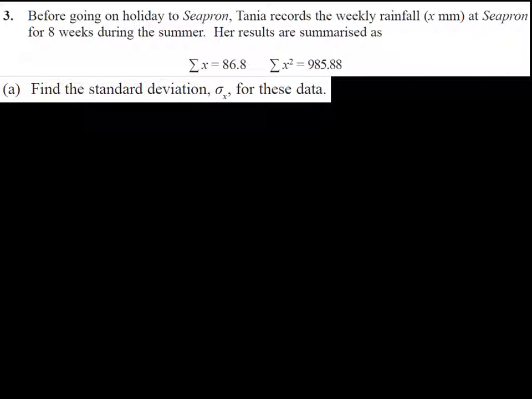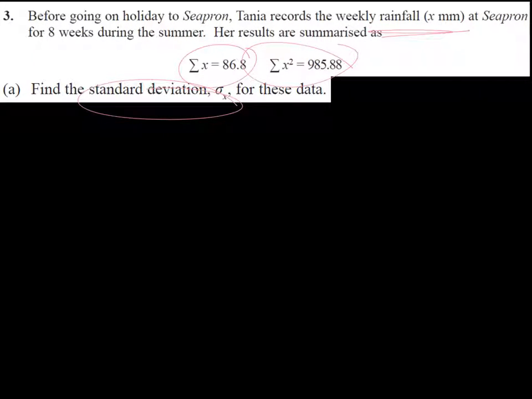In question 3, Tanya is going on holiday to Cyprus and is interested to find out what is happening to the weather in the 8 weeks over the summer before she goes. So she has summarized her results here, sigma x and sigma x squared, where x is the weekly rainfall, and we are asked to find the standard deviation.